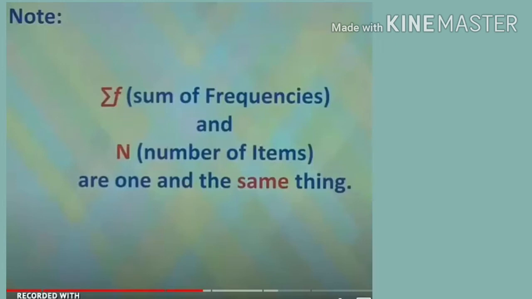Some more questions you will be doing in this discrete series. Just one thing you have to keep in mind: sigma f is the same as n, that is, sum of frequency and number of items are one and the same thing. So you can do it with sigma f also. Please see another set of questions.